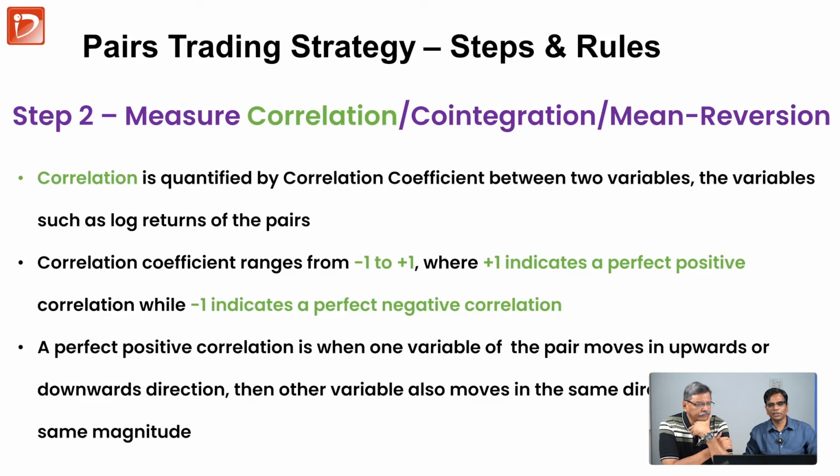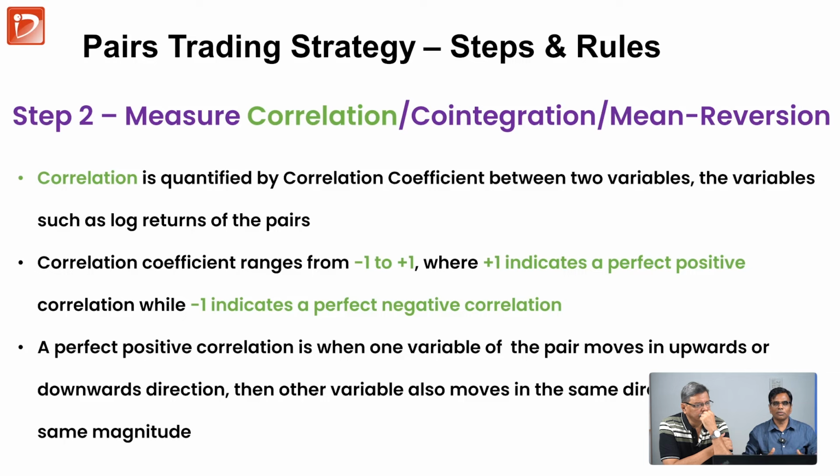Now, the second step in this pair trading strategy, the first one being identification of pairs, is that we are going to measure three different things before doing the pair trading strategy. One is called correlation, another is called cointegration, and the third is called mean reversion. Now we'll talk about why these are all important. So let's talk about what is correlation. Correlation is quantified by the correlation coefficient between two variables, such as the log returns of the pairs. So you take log returns of whatever pair you have identified, and then you measure their correlation coefficient.